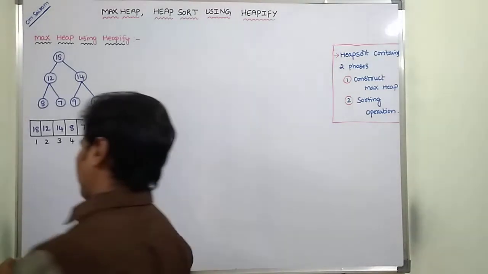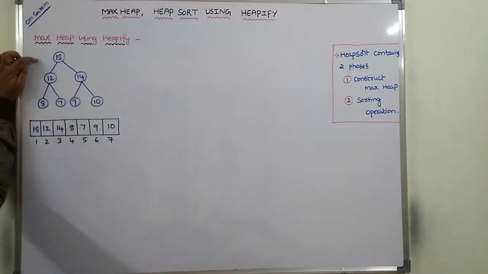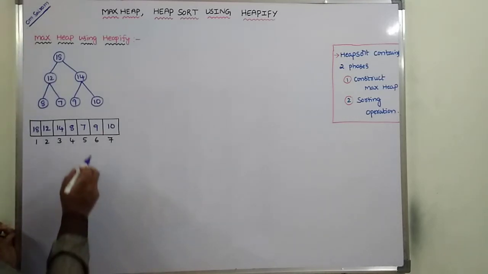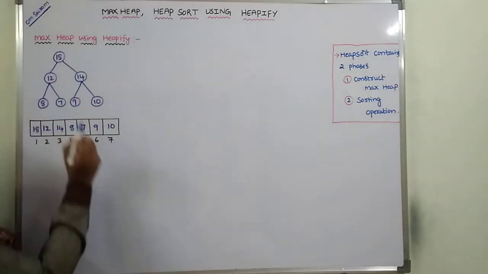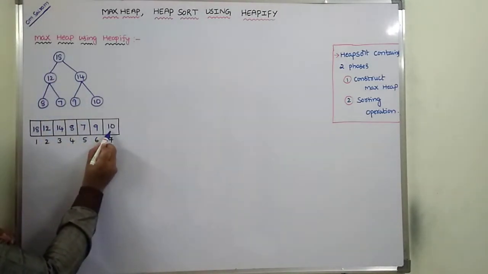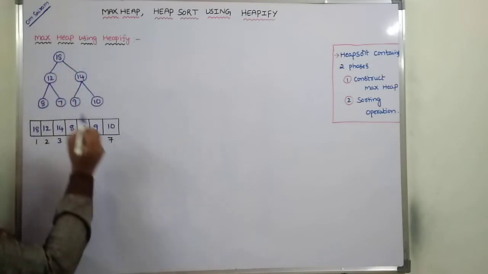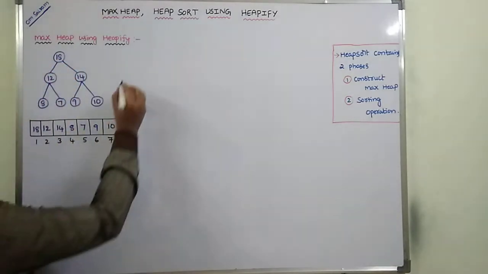Okay, now here this is the maximum heap. So we are always deleting the maximum element from the maximum heap. The maximum element is always at the root node. After deleting the maximum element at the root node, it can be replaced with the last element in that maximum heap. The last element in the maximum heap is 10. So now 18 can be replaced with 10.